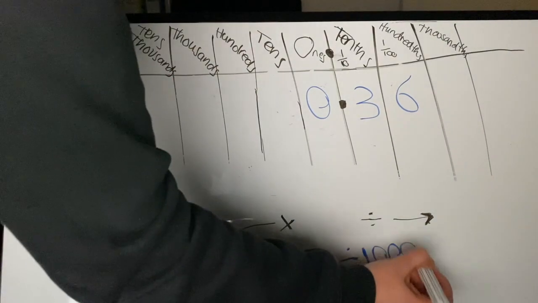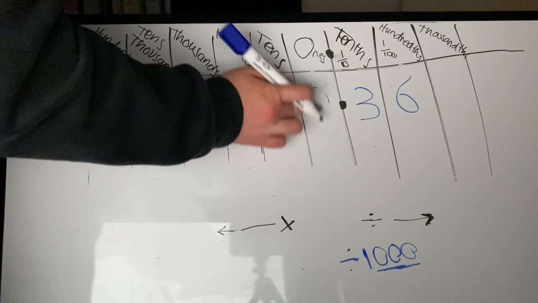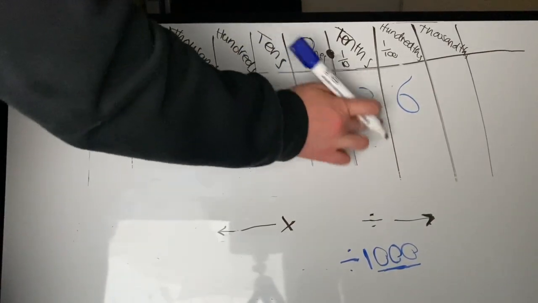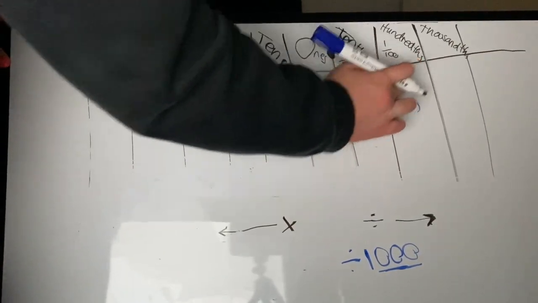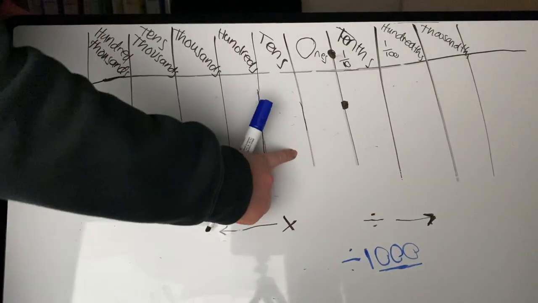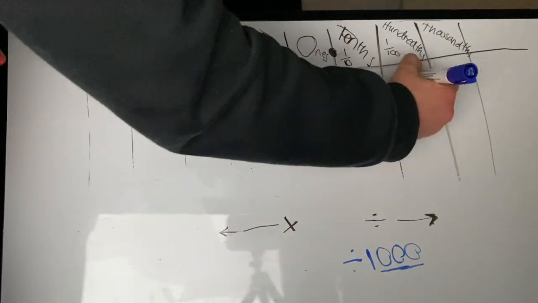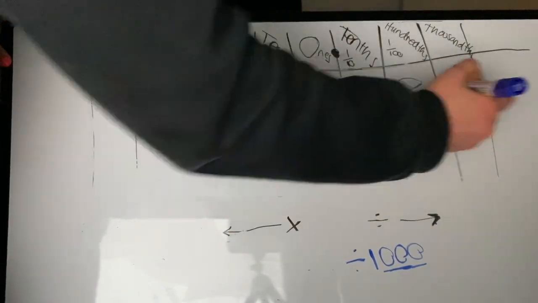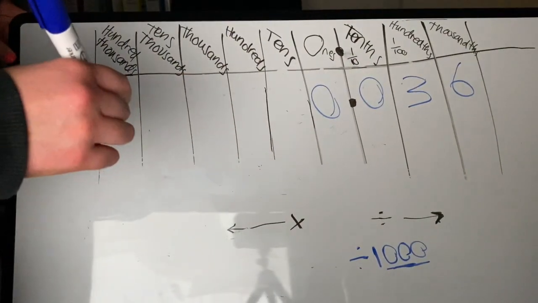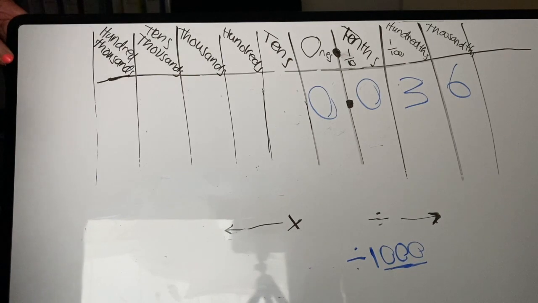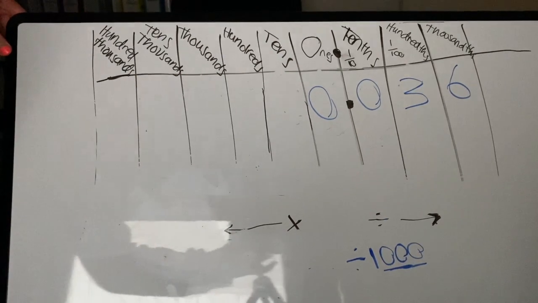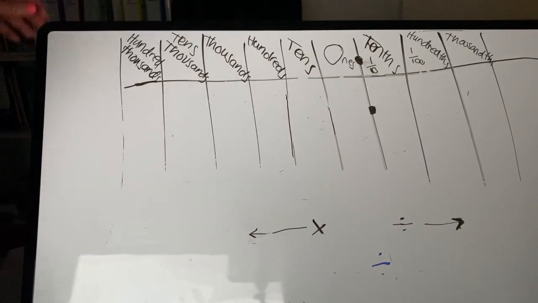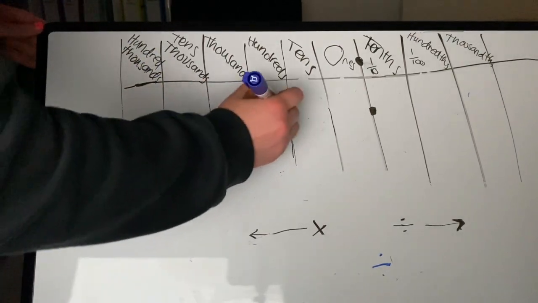If I was to divide it by 1,000, then the digits would need to move 3 place value columns to the right from when they originally started. 3 tens would become 3 hundredths. 6 ones would become 6 thousandths, and I'd need to use placeholder zeros to represent 0.036. The next example I'm going to show you is with 6,042.